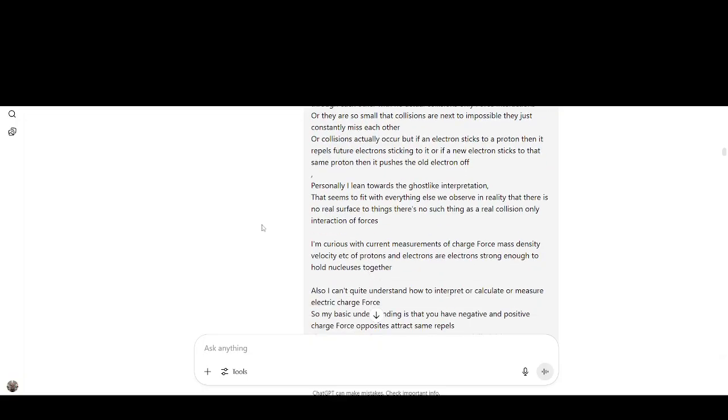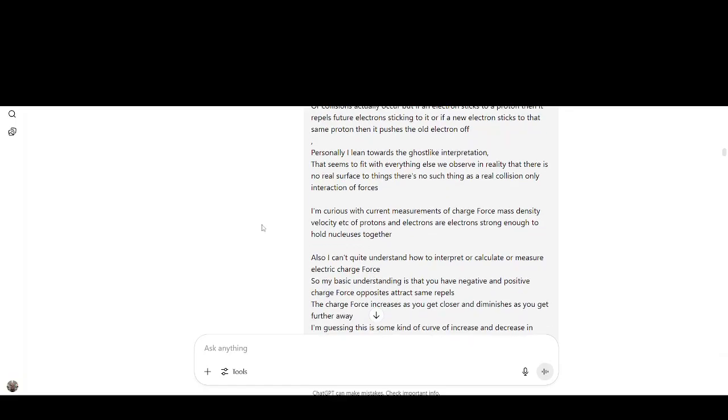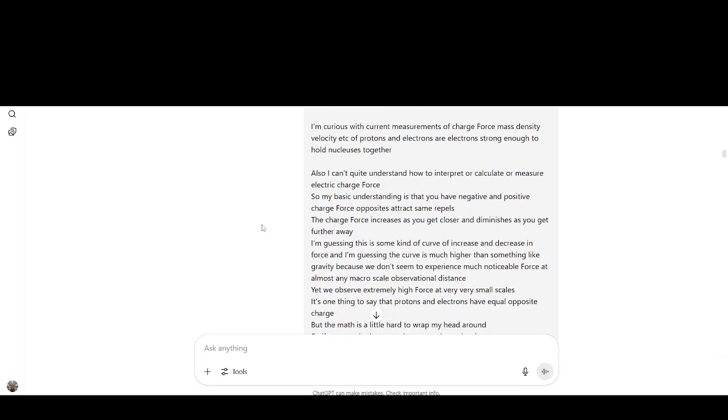Or collisions actually occur, but if an electron sticks to a proton, then it repels future electrons sticking to it, or if a new electron sticks to that same proton, then it pushes the old electron off. Personally, I lean towards the ghost-like interpretation that seems to fit with everything else we observe in reality, that there's no real surface to things. There's no such thing as real collisions, only interaction of forces. I'm curious about current measurements of charge, force.